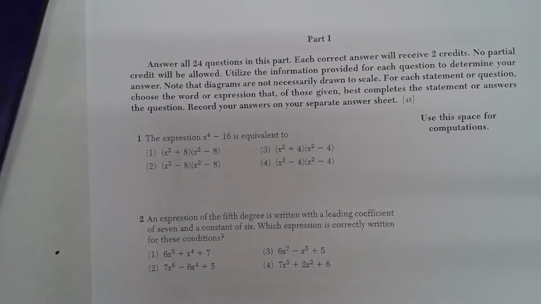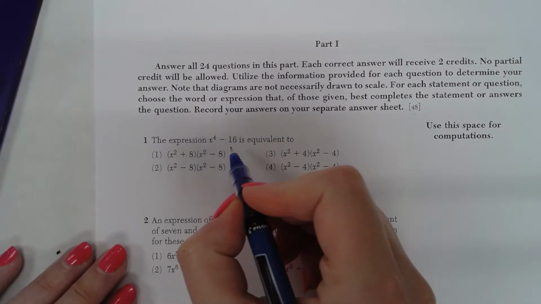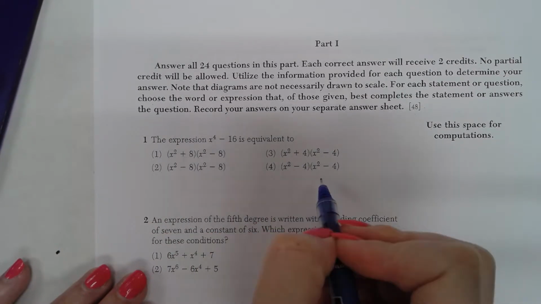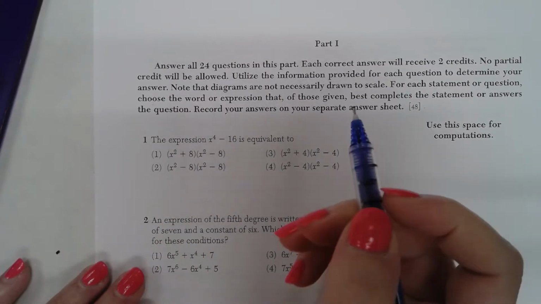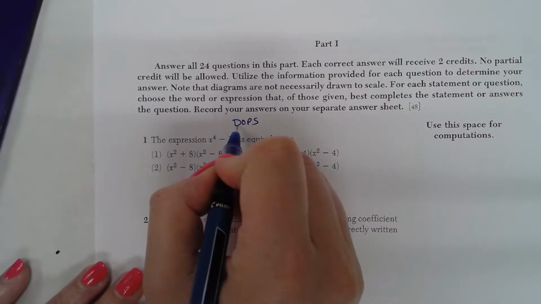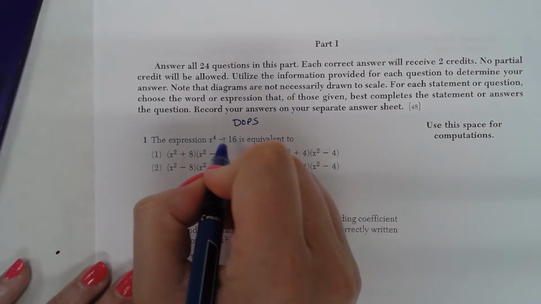Okay. Question 1. The expression is equivalent to, well, if you notice, I have 4 choices here and all of them have been factored. So I want to look at my original problem. And in this case, I have DOPS. I have difference, that's subtraction, of perfect squares. 16 is a perfect square, and I have an even exponent.